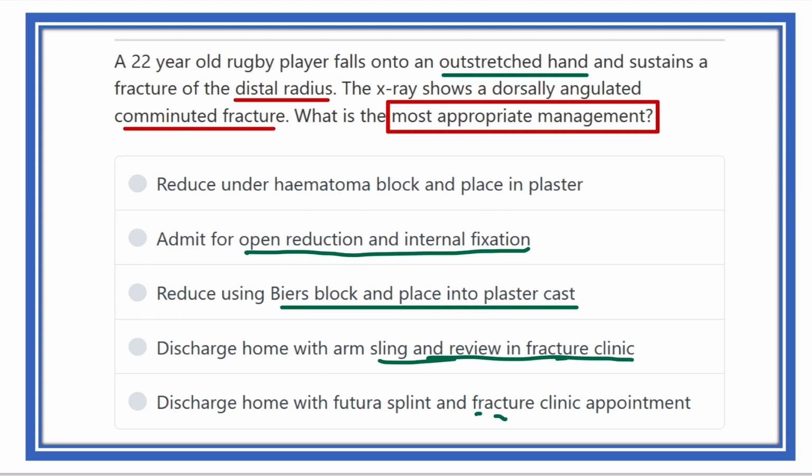But here we have to keep in mind that this is a distal radius fracture and a comminuted fracture. That means the fracture segments are more than 2. So it is a very dangerous condition. When fracture segments are more than 2, union is very difficult. So what can we do?